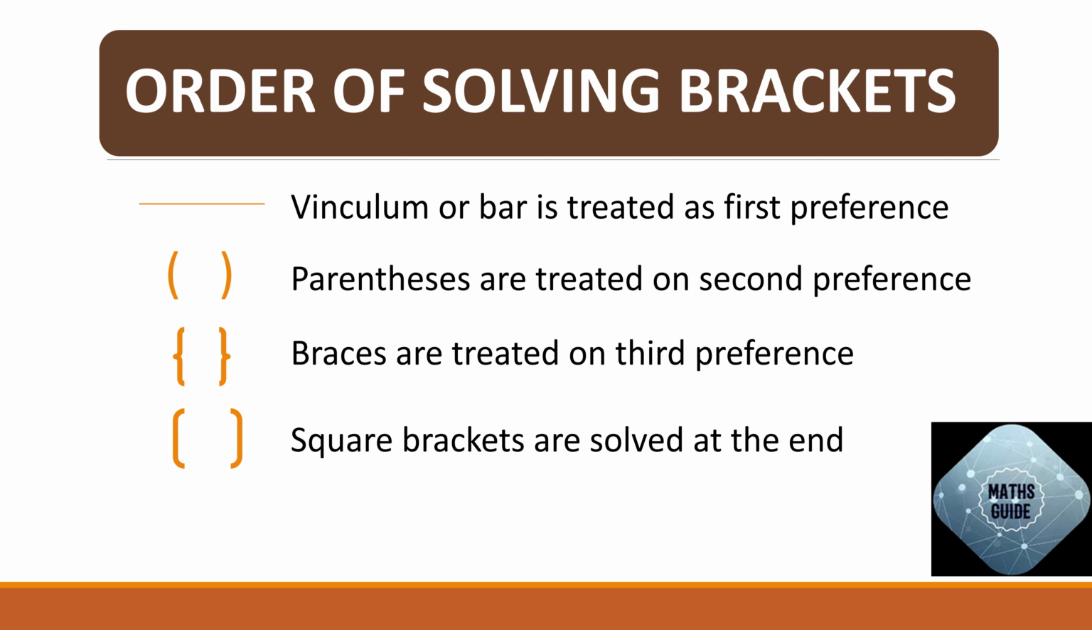The order of solving brackets is very important. If we are given some integers with mathematical operations, they will be solved according to BODMAS rule. But if we have these brackets also, then we will use vinculum or fraction bar first. Then we will solve the integers or the mathematical operation being used within the parentheses. Then after solving, parentheses will be removed. Then we will be having the braces or curly brackets. We will solve the integers or mathematical operations within these brackets and we will remove this bracket. And in the last we will solve the square brackets.